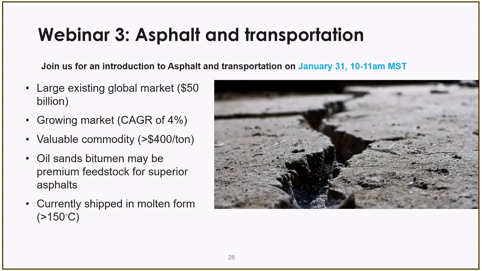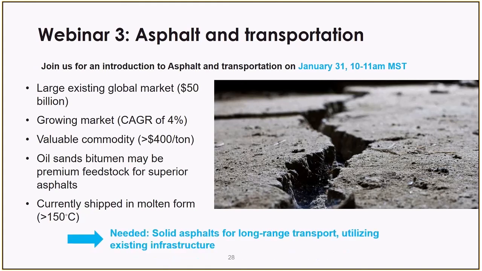And the other, also quite important, is that currently asphalt is shipped in molten form. And we believe there's an opportunity to actually ship it in a non-molten form, but in a solid form at closer to room temperature. And that reduces the energy demands for that entire process. And so we believe that can be intricately tied to bitumen and to asphaltenes. And so we'll talk a little bit more about that in that webinar.